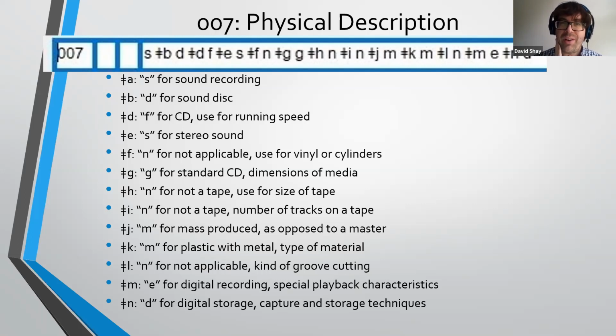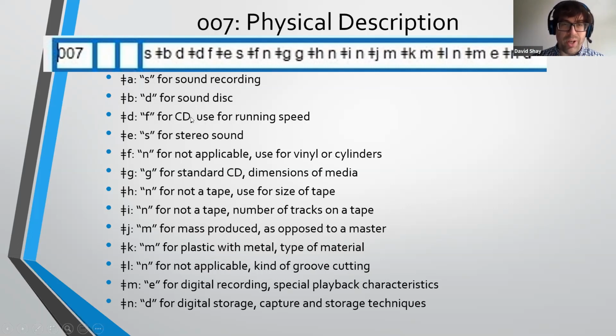Our 007 physical description field is a doozy, at least partially because there's been a lot of different kinds of formats that music has been encoded on, from vinyl records to wax cylinders to tapes, and onto CDs and others. So here we've just got to break it down, but for most CDs, it's going to be pretty much identical. It's a sound recording, it's on a disc, it's a CD.